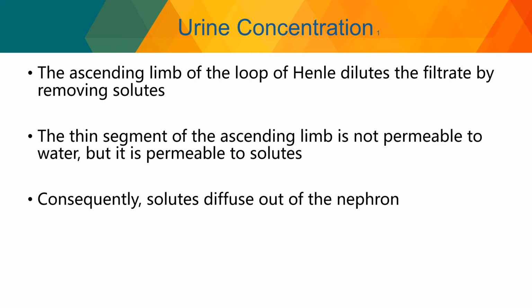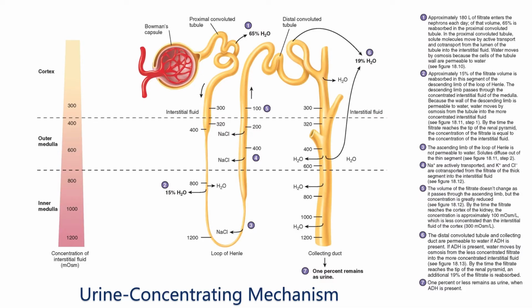The ascending limb of the loop of Henle dilutes the filtrate by removing solutes. The thin segment of the ascending limb is not permeable to water, but it is permeable to solutes. Consequently, solutes diffuse out of the nephron.